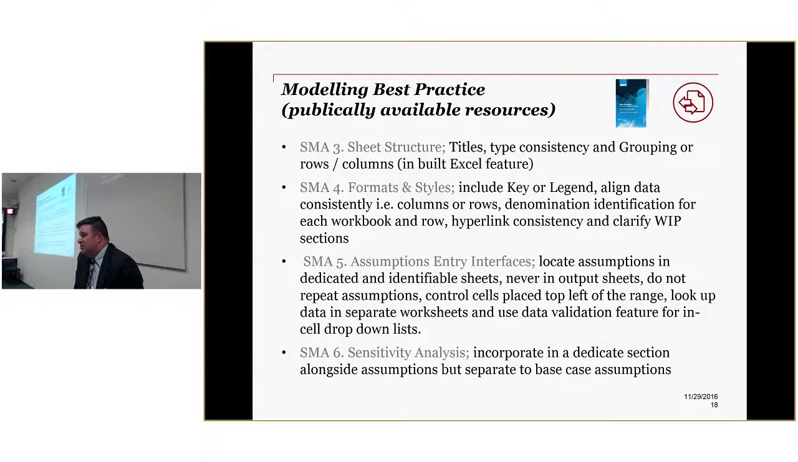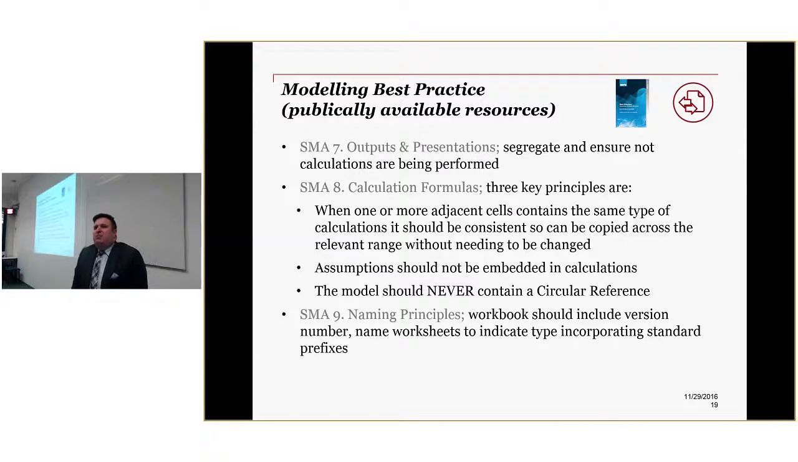Talking about point 6 there, incorporating a dedicated section alongside the assumptions to make sure we can put sensitivities through. They should sit alongside that base case. Remember I spoke about the next big thing, it's going to be 422 million. Let's put some sensitivities through. We'll go through that as well. Outputs and presentations: separate them and ensure that no calculations are being performed in those. They should really just be pulling information out from other parts of the model.